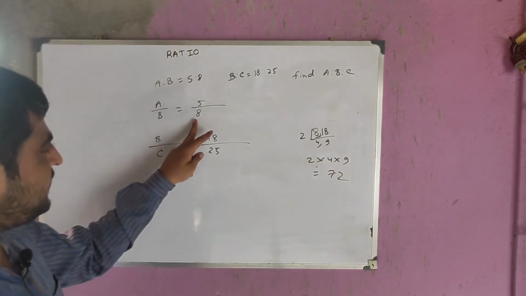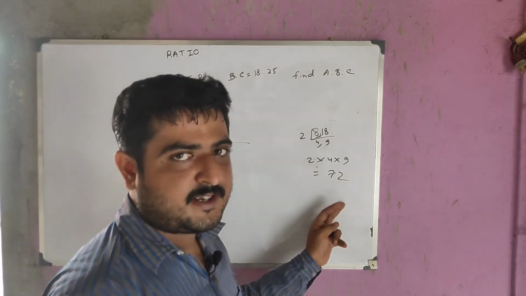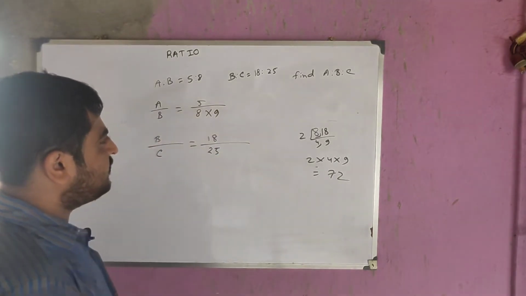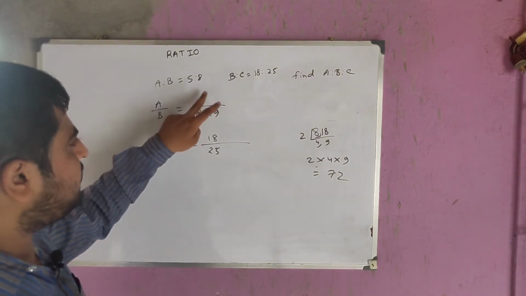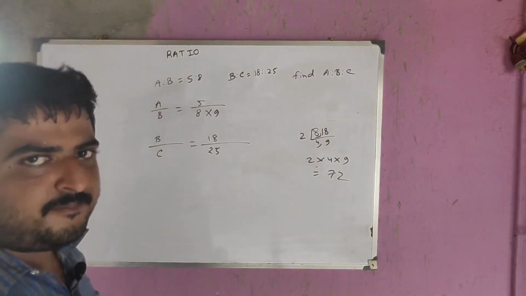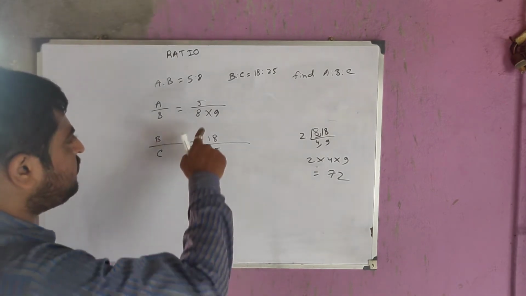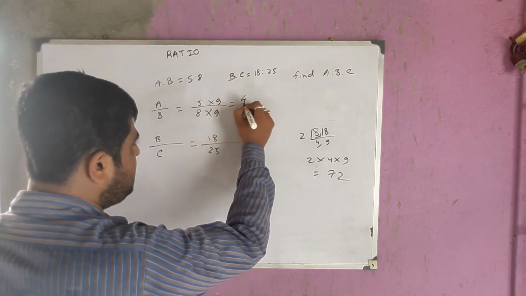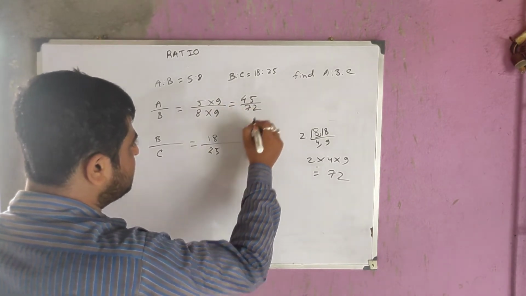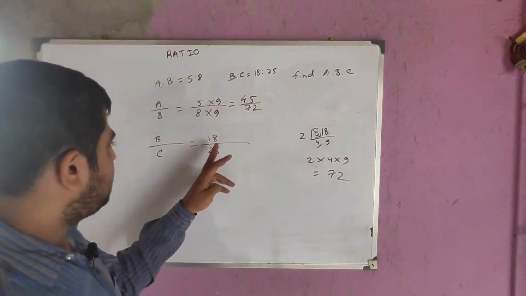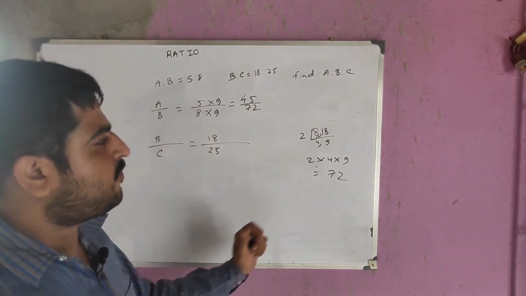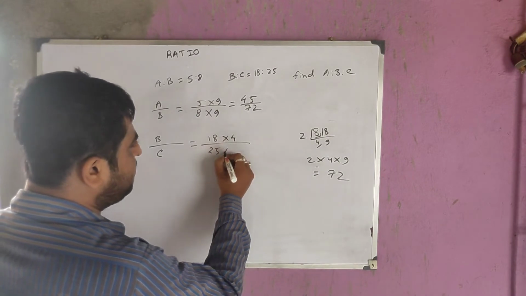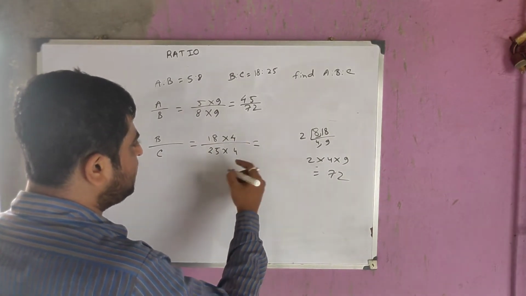So with 8, how much do we have to multiply to get 72? With 8 we have to multiply 9. So if you multiply 9 with 8, then the fraction changes. So if we multiply 9 in the denominator, we have to multiply 9 in the numerator also. Now think, with 18 how much do we have to multiply to get 72? 4. So if we multiply 4 here, then we have to multiply 4 in the denominator also.